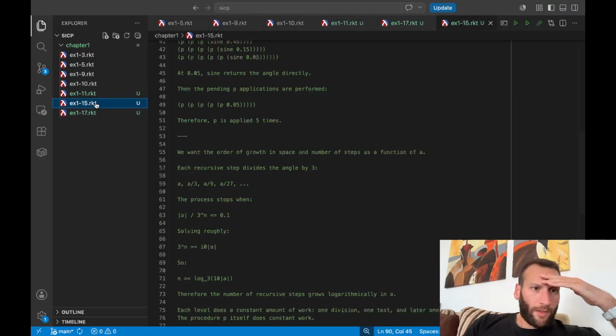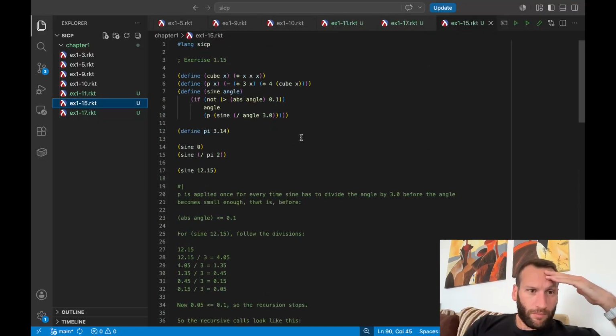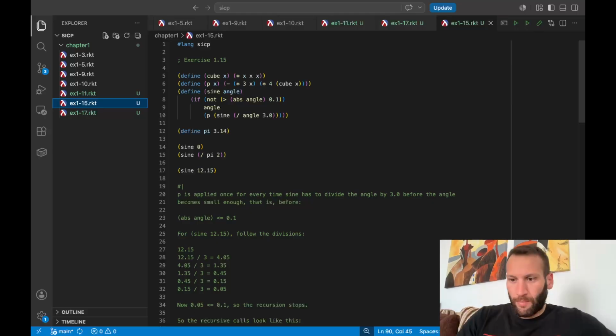So, exercise 1.15. Let's take the text of the exercise.